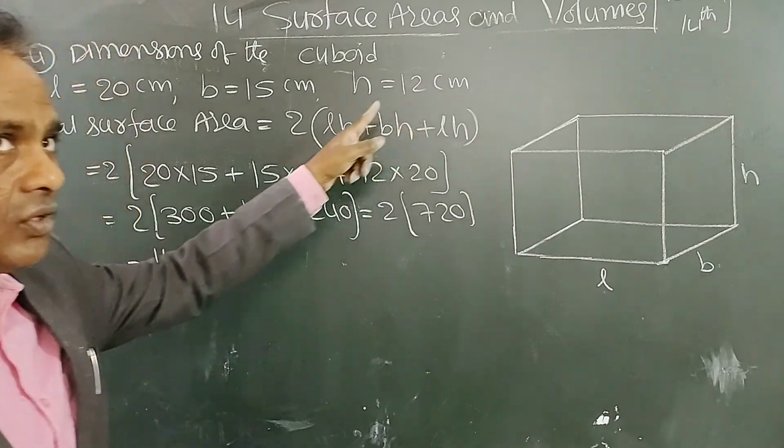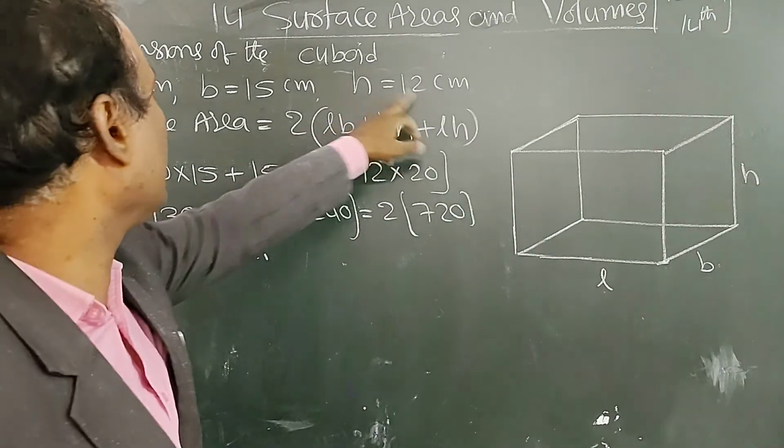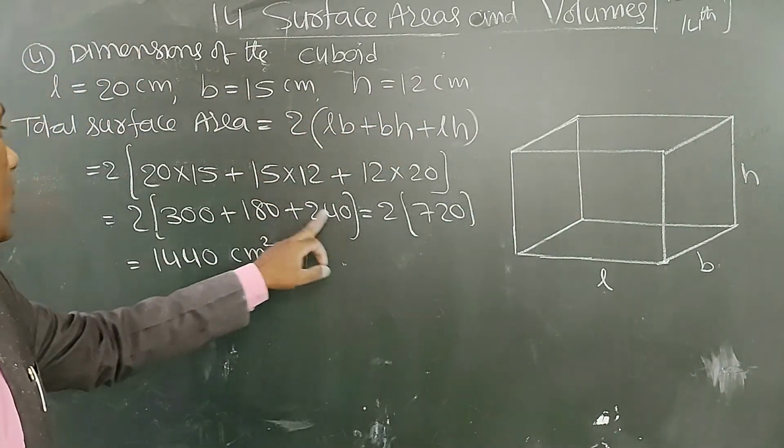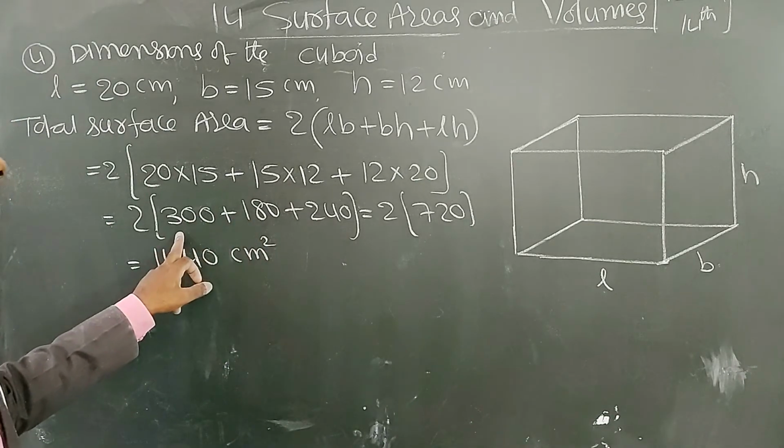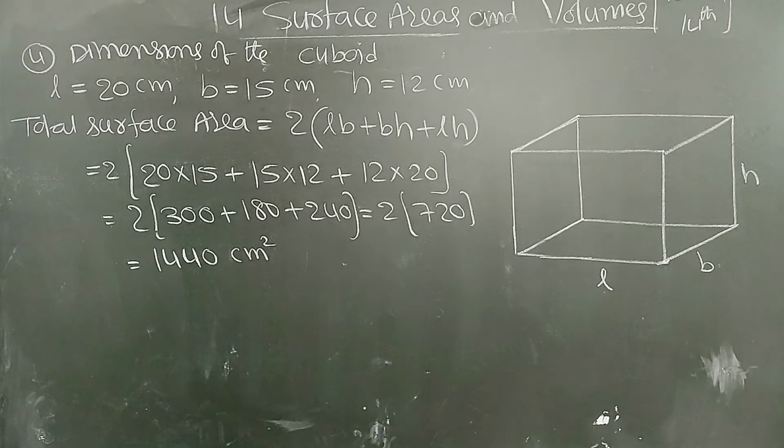20 into 15 is 300. 15 into 12 is 180. 12 into 20 is 240. 240 plus 180 is 420, plus 300 is 720, into 2 is 1440. Yes. This much area we have to paint.